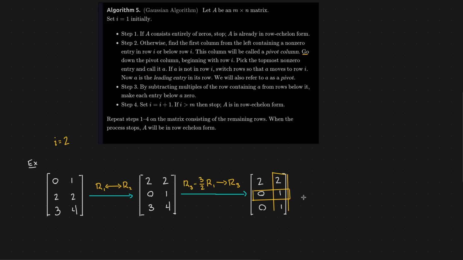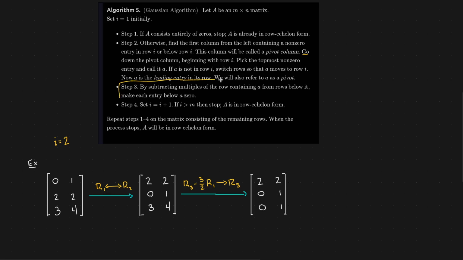Well, the first entry, starting from row 2 going down, is row 2. I have a non-zero entry in column 2, row 2. So that's going to be my pivot. That is what I'm calling A. If A is not in row I, switch rows so that A moves to row I. I don't have to worry about that in this case. This entry is already in row 2. A is the leading entry in its row. Yes, it is. And so that's my pivot. So this is my pivot in column 2 for this round.